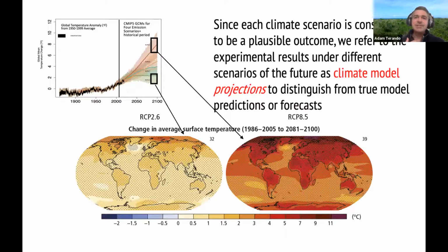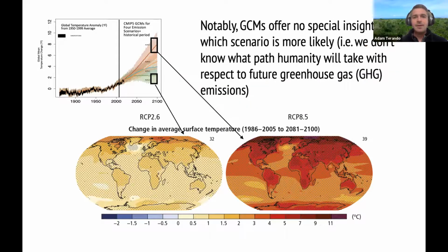So since each climate scenario is considered to be a plausible outcome, we will refer to the experimental results from our climate model experiments under these different scenarios as climate model projections, okay? That's why we distinguish between climate model projections versus true model predictions or forecasts like our weather forecasts. Notably though, GCMs offer no special insight as to which scenario is more likely.